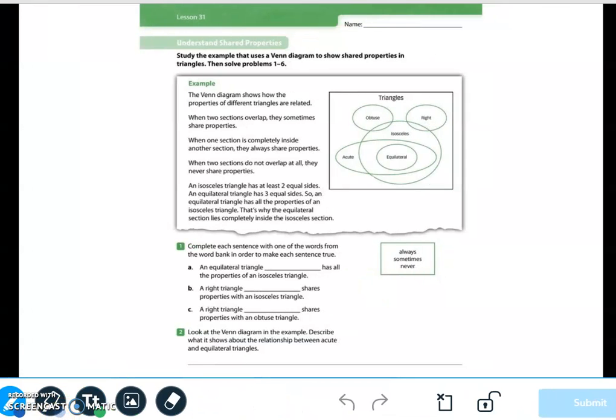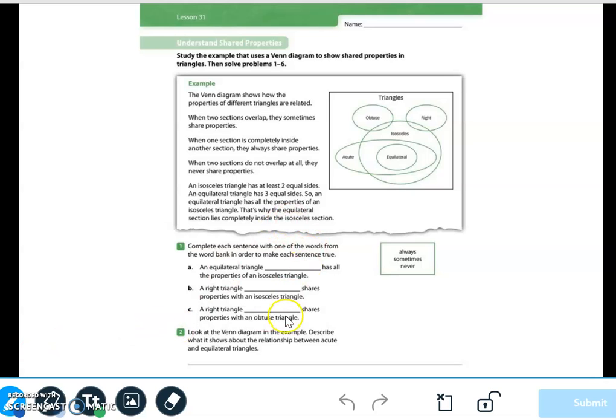For number 1, we're going to complete each sentence with one of the words from the word bank in order to make the sentence true. So it says an equilateral triangle, blank, has all properties of an isosceles triangle. A right triangle, blank, shares property with an isosceles triangle. And a right triangle, blank, shares properties with an obtuse triangle.